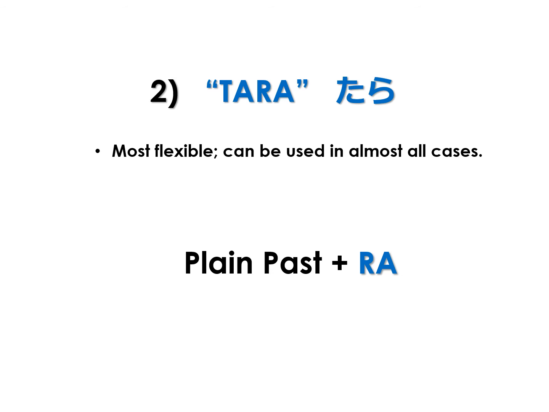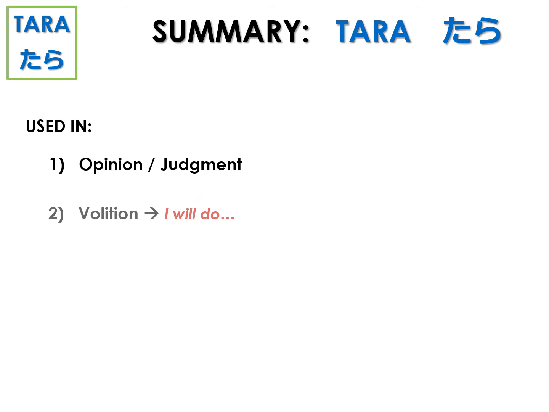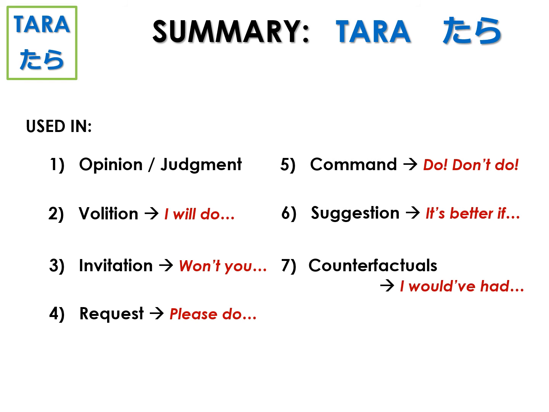For na adjectives, which are grammatically nouns, as well as real nouns and pronouns, we again take the verb to be, da, and use its past tenses, dattara and janakattara or dewanakattara. Tara has a lot of uses and very little restriction in its use. It can be used to express opinions and judgments, volitions, invitations, requests, commands, suggestions, and make counterfactual sentences.